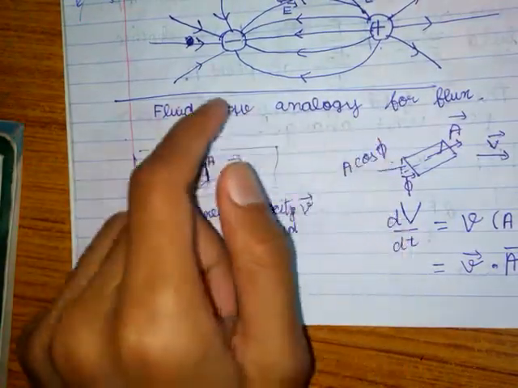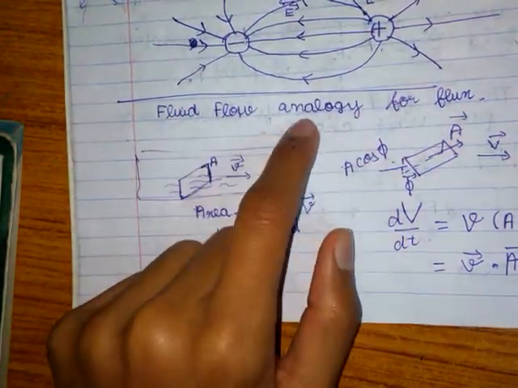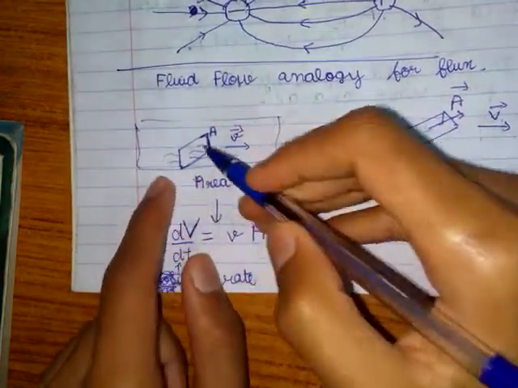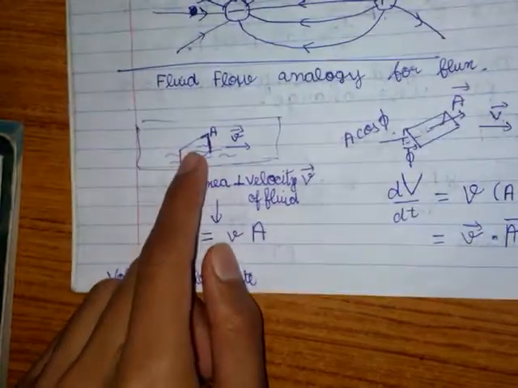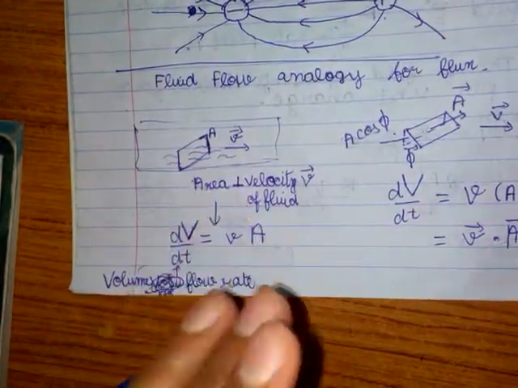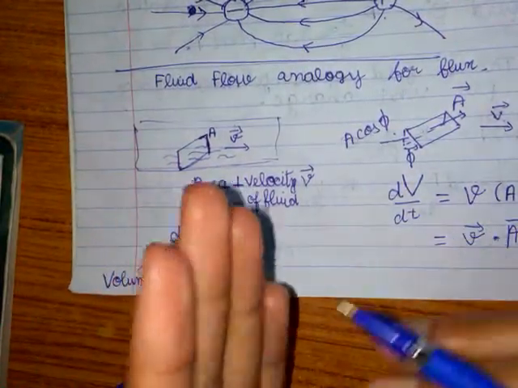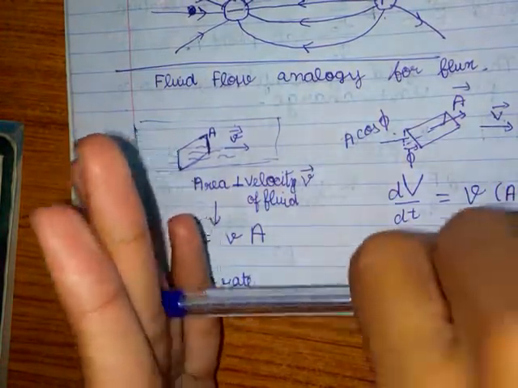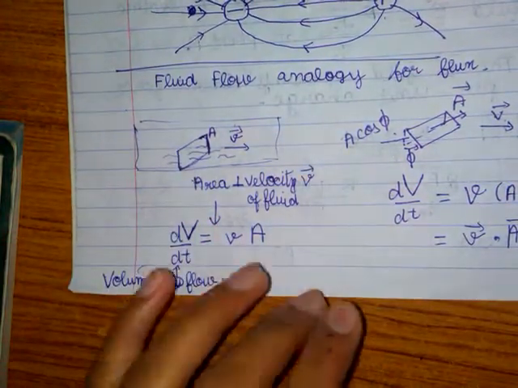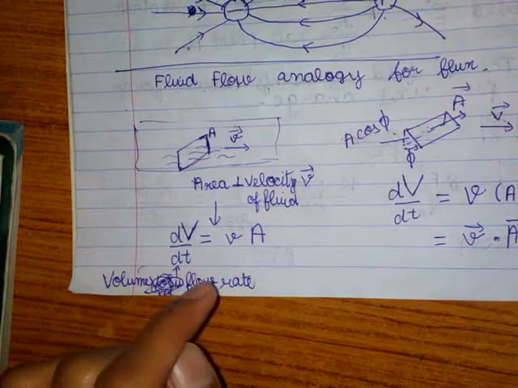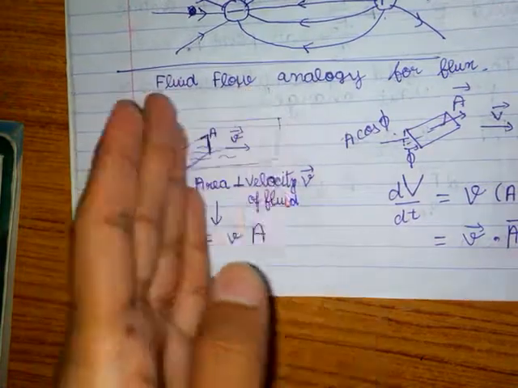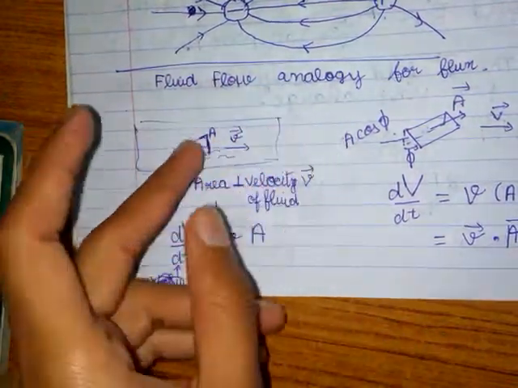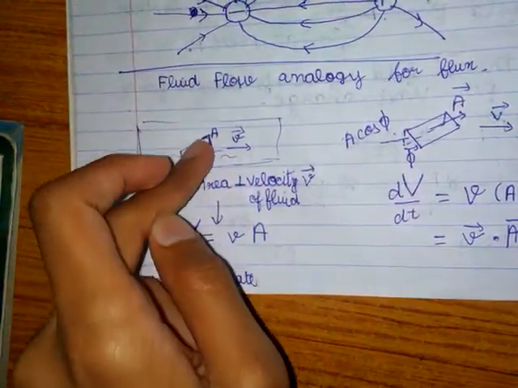Okay, now we move on to flux. What is flux? Let us take a fluid flow analogy for flux. Consider a pipe in which a fluid, say water, is flowing, and we have placed a rectangular loop perpendicular to the velocity of the flowing fluid. Then what is the rate of flow of the fluid? It's the volume that crosses per unit time across this loop.